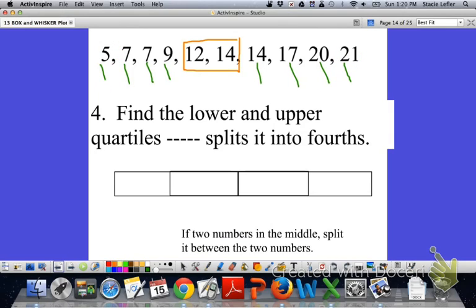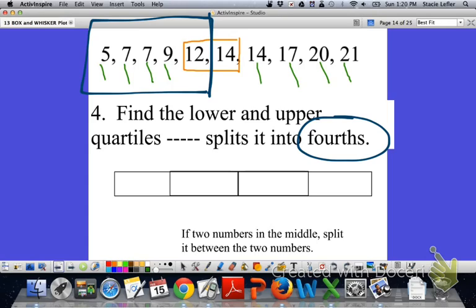Now we're going to find the median or middle of the lower 50% and of the upper 50%. So for this section here, because it's split in half, we're going to find the middle of that, which will actually split all of our data into fourths. So if there are 2 numbers in the middle, we're going to split our half right in between the 2 numbers.